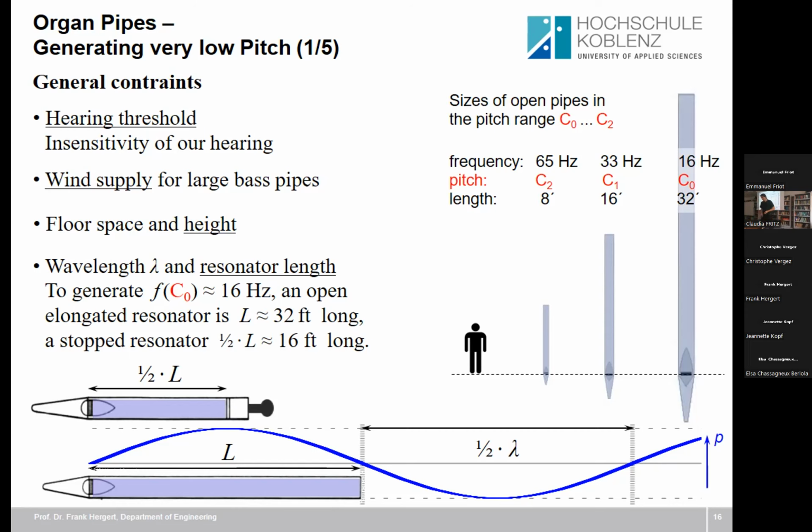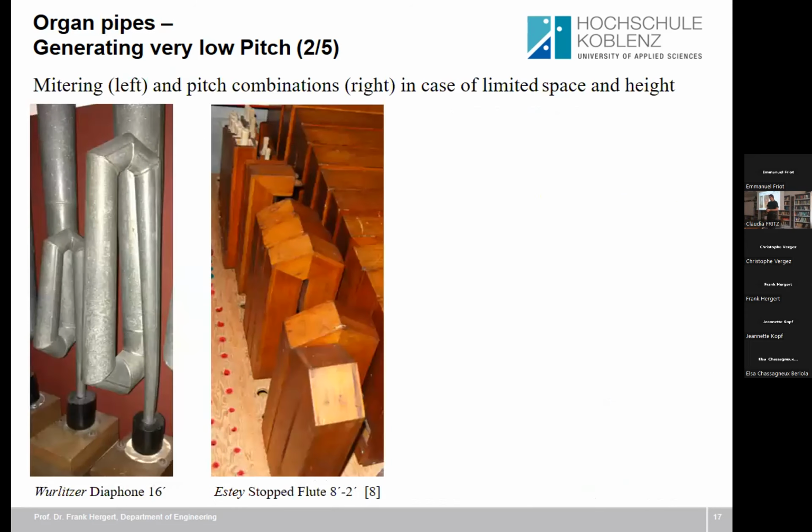If we now go look how we can produce these low pitches, there are a lot of technical tricks. The left one shows an example. This is a metal pipe, and it has been mitered. Mitered means it has a kink. In this case, it doesn't have only one kink. I think 6 kinks here, 1 full turn to make it shorter in height. So the length is the same, but it's not so high anymore, so you can put it somewhere.